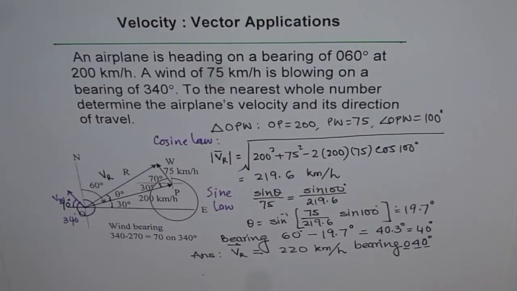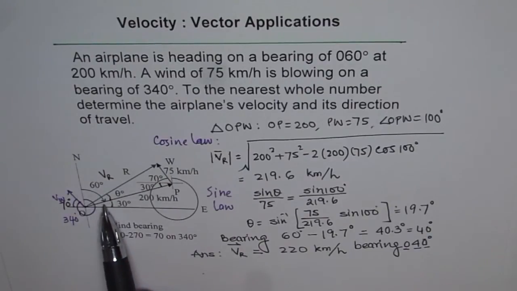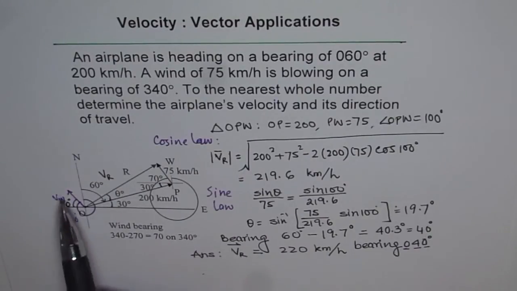Steps to do it are: first show your vector diagram, then use the cosine law to find the resultant velocity magnitude, and then the sine law to find the angle. Remember, the angle which you calculate is not your answer. You have to really find the bearing angle. As we did here, 60 minus theta gave us the answer, right?